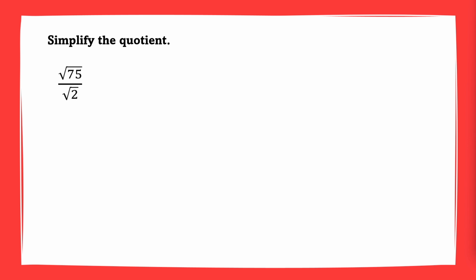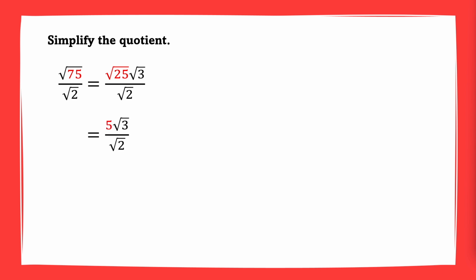To simplify the fraction, start by simplifying any existing radicals. Here, the square root of 75 can be simplified because it has a perfect square factor 25. You can rewrite 75 as 25 times 3. Separating the two factors and taking the square root of 25 gives us 5 root 3.